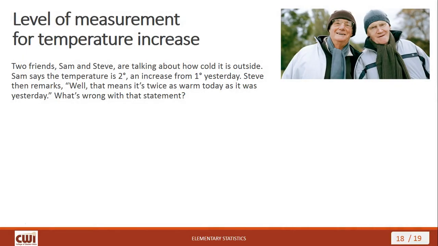On that note, let's take a look at an example involving two friends, Sam and Steve. They're talking about how cold it is outside, and Sam says the temperature is 2 degrees, an increase from 1 degree yesterday. Steve then remarks, "Well, that means it's twice as warm today as it was yesterday." Now, what's wrong with that statement? There's something wrong with it, so I'm going to give you a few seconds to figure out what's wrong with that statement. It's twice as warm today as it was yesterday. I'll give you a moment.